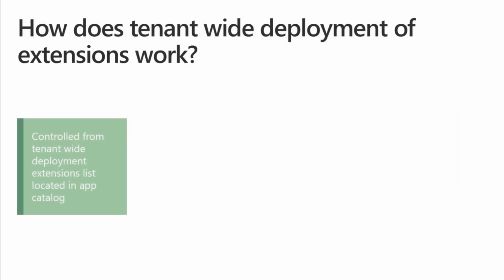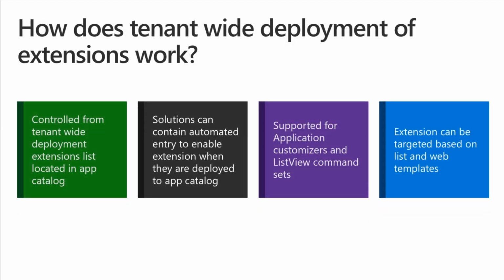So now, how does it actually work? How does it really work in practice? You are able to control what extensions will be activated on sites from a centralized tenant-wide deployment extension list, which is located in an app catalog site, so in an app catalog type site collection. By default, only the tenant administrator can access the app catalog site collection, but obviously you can delegate permissions to manage your add-ins and apps by giving additional people access to the app catalog.